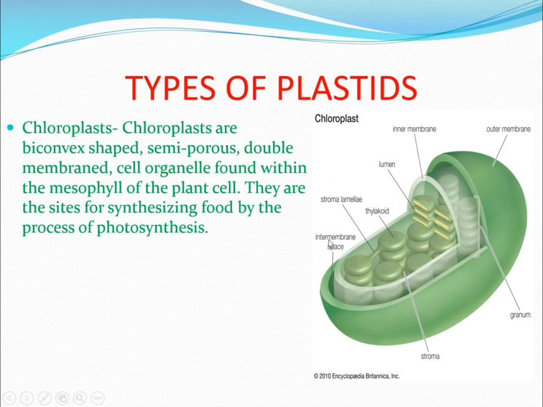So in the structure, this is the intermembrane space, and this is the stroma lamella, by which each thylakoid or stack of thylakoids is connected. Inside the thylakoid there is the lumen. This is the inner membrane in which the stacks of thylakoids are present, and this is the outermost membrane. These stacks of thylakoids are known as the granum, and inside there is a viscous liquid, which is the stroma. So let's move to the next type of plastid.